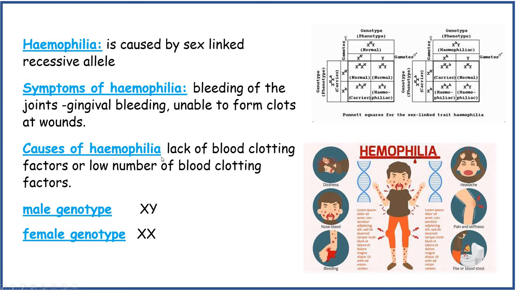The causes of haemophilia are a lack of blood clotting factor or low numbers of blood clotting factors. Remember that the male genotype is XY and the female genotype is XX.